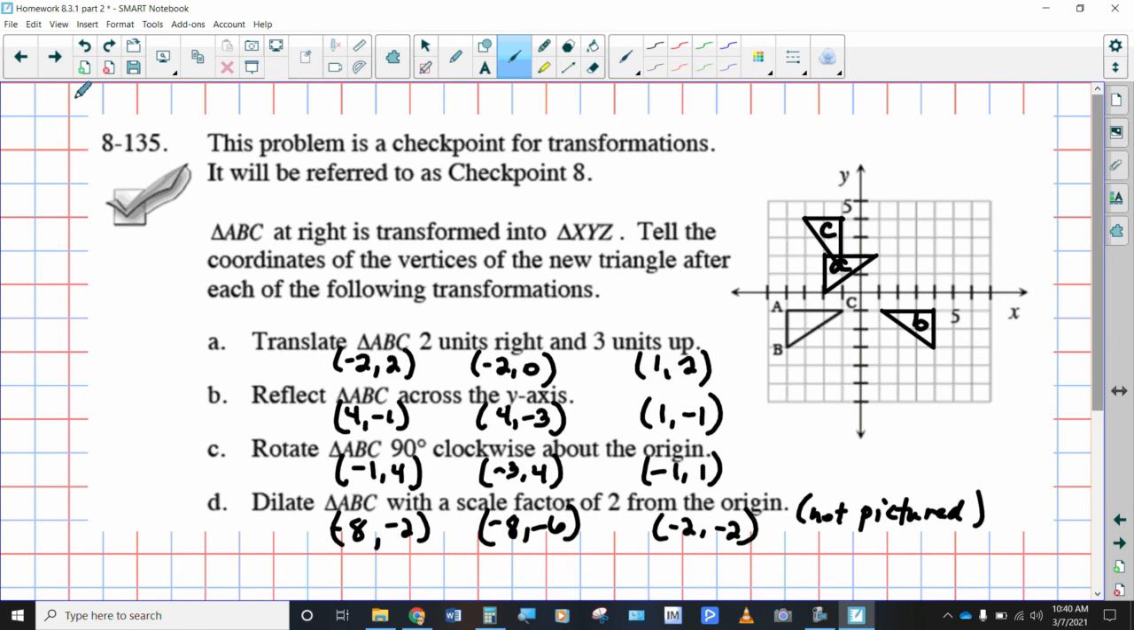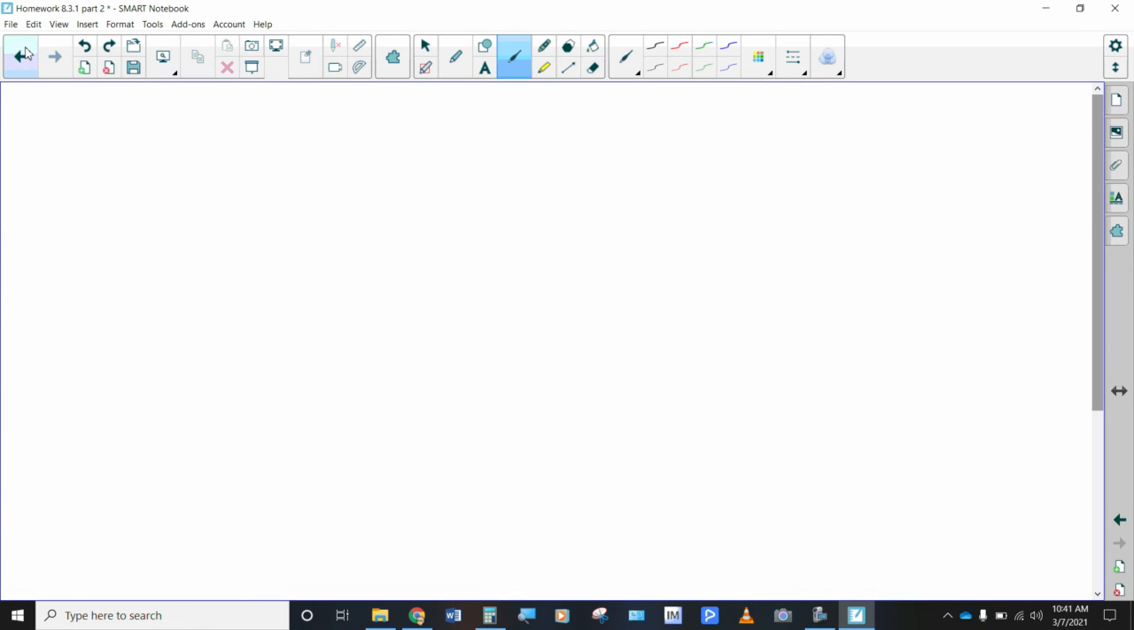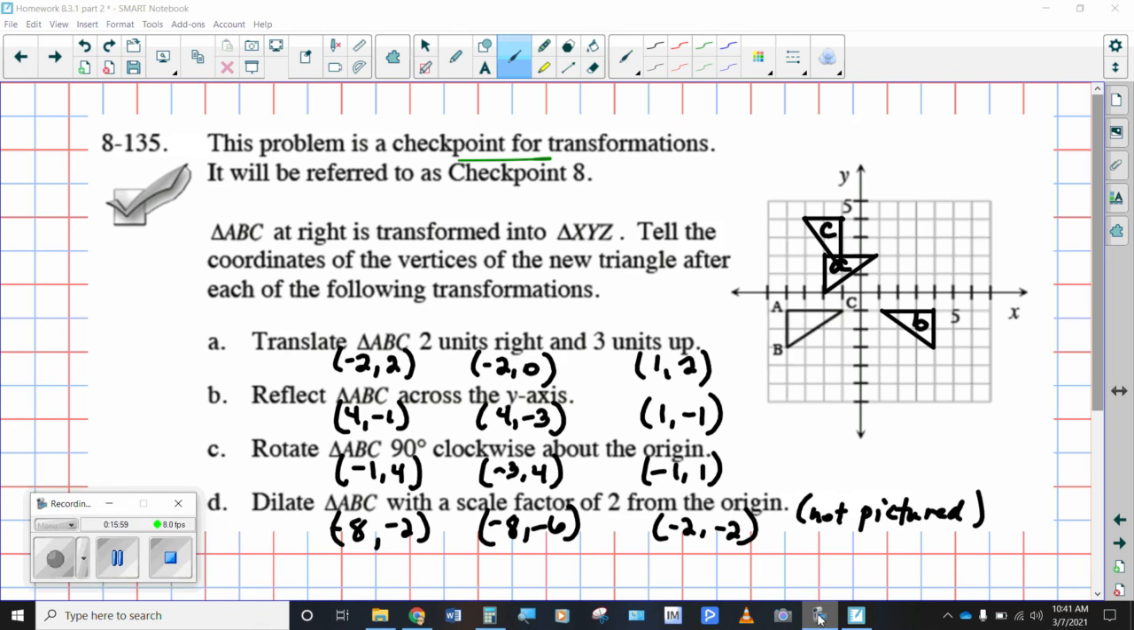And when are we done? Is this the last one? It seems like this is going on forever. How much time is this? Yikes, not too bad. Okay, so this problem is checkpoint for transformations. It will be referred to as checkpoint 8.